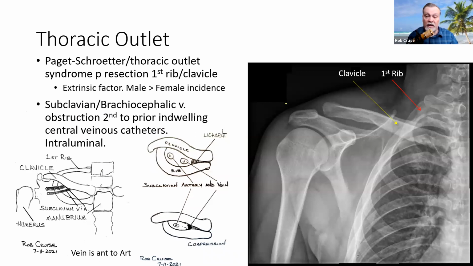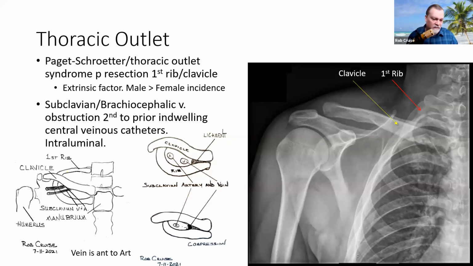So here we're going to take a look at the thoracic outlet. A couple people defined that, but I think mostly we're going towards the more generic. You hear thoracic outlet syndrome, and this would be post-resection of the first rib or the clavicle. So this is an extrinsic factor in the thoracic outlet, right? Thoracic outlet syndrome can affect the artery, nerves, and the veins. But today we're talking about the veins specifically.